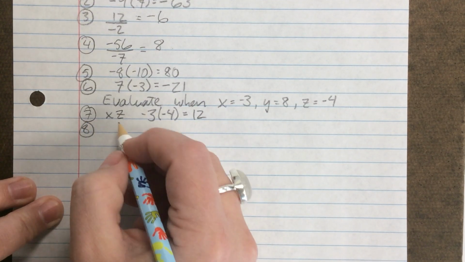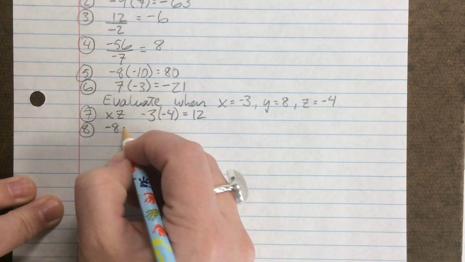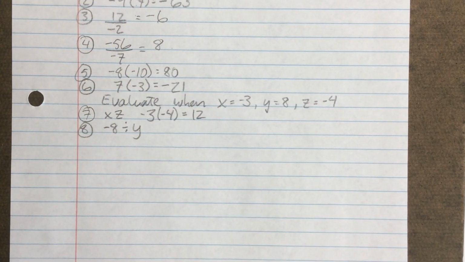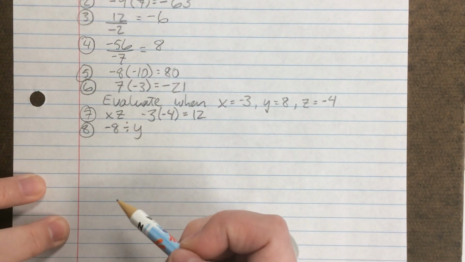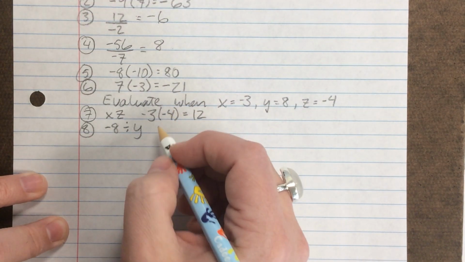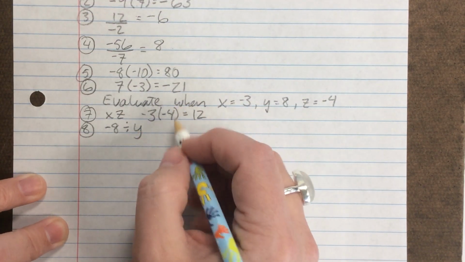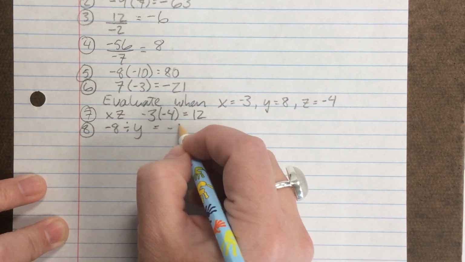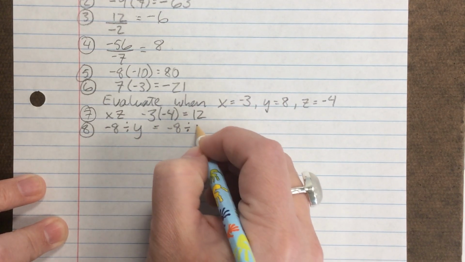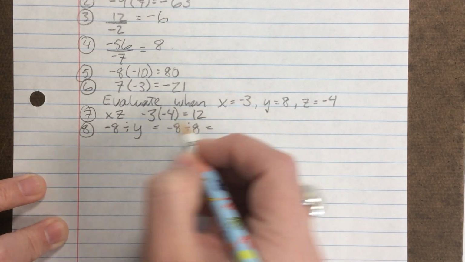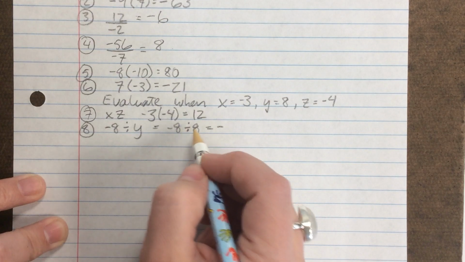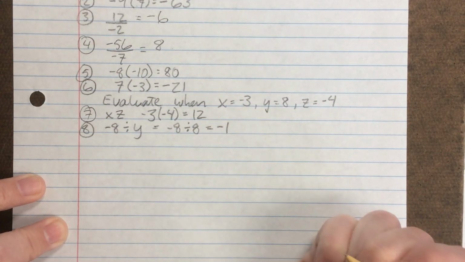Number 8, negative 8 divided by y. Like I said, this is probably the last time we'll get to actually use that divide sign. So let's put in our 8 for y, and we get negative 8 divided by 8. Okay, we only have one negative, so the answer is going to be negative, and 8 divided by 8 is 1.